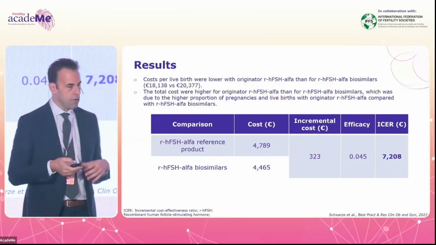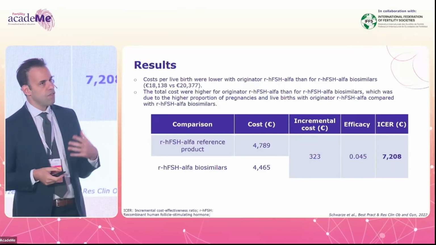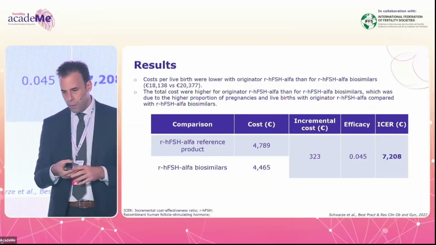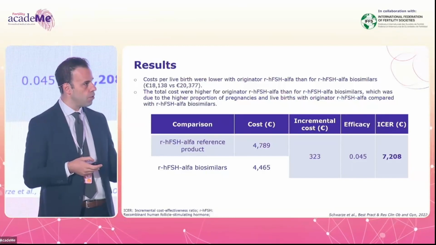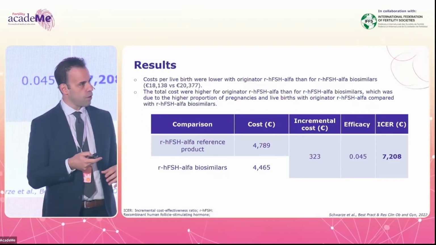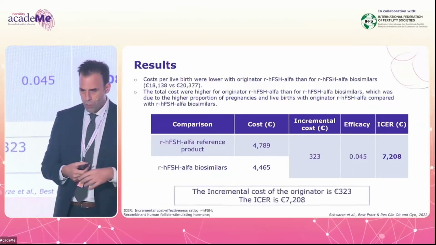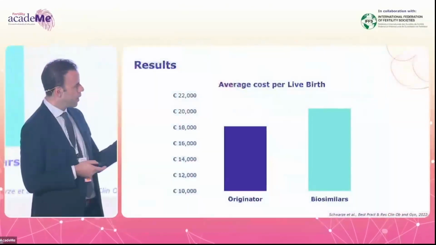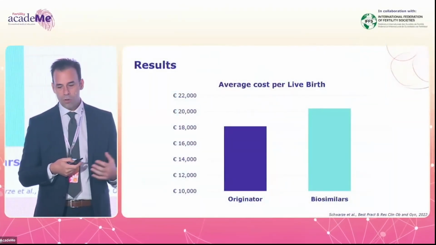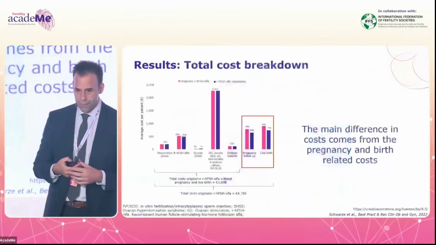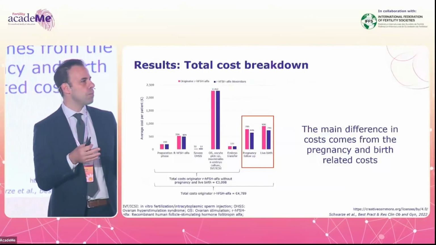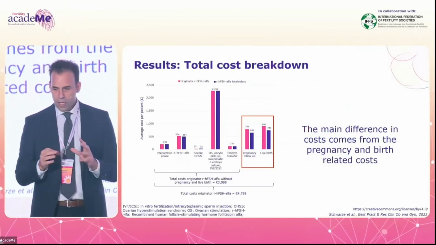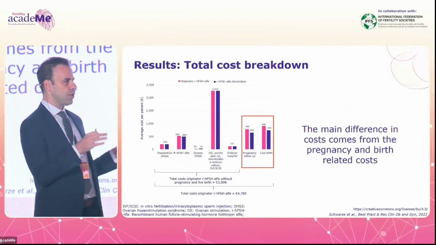When we calculated the incremental cost-effectiveness ratio, you can see that we found that assuming a willingness to pay threshold of about 10,000 euros, which is actually quite low, and most people would argue that 20,000 euros is relevant for Europe, using the originator follitropin alpha was more cost-effective compared to using the biosimilars. The average cost per live birth is also shown here, where you can see it was lower in the originator product. And here we have the total cost breakdown, where you can again see that the main difference in costs comes from the pregnancy and the birth-related costs when you're assessing the total cost.